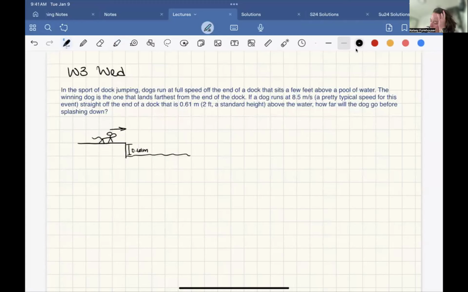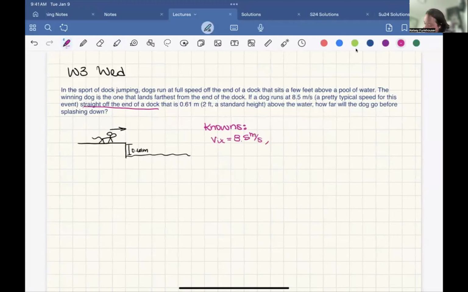Okay. Now let's do our knowns and unknowns. First of all, I want to point out something. If the dog runs at 8.5 meters per second straight off the end of the dock, that is telling us that this is not launched at an angle. We just have horizontal velocity initially. So this initial velocity is just in x, and it is 8.5 meters per second. Don't worry, we'll do an example where we have both too.